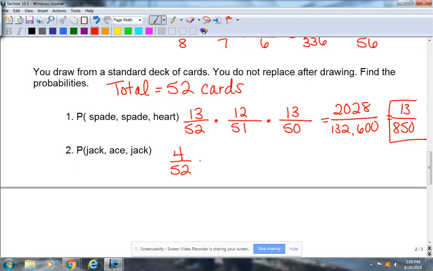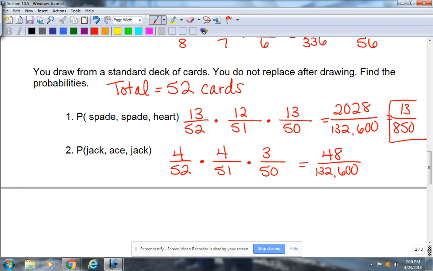Times, then I want an ace. Well, how many total cards are in the deck now? 51. How many are aces? Still got all 4 of my aces. Right? And I keep those out. And then I go back, and how many total cards are in my deck? 50. And how many of them are jacks now? I've already used 1 jack, so now I have 3 jacks. Does that make sense? So on top, I should have 48. And the denominator will be the same as the denominator a while ago, because I'm multiplying the same 3 numbers. And then math enter that baby and see if it'll do it.